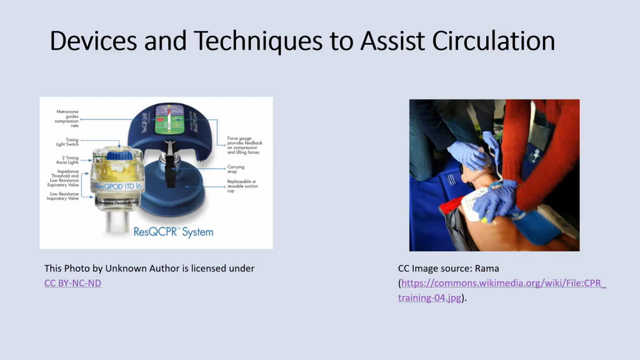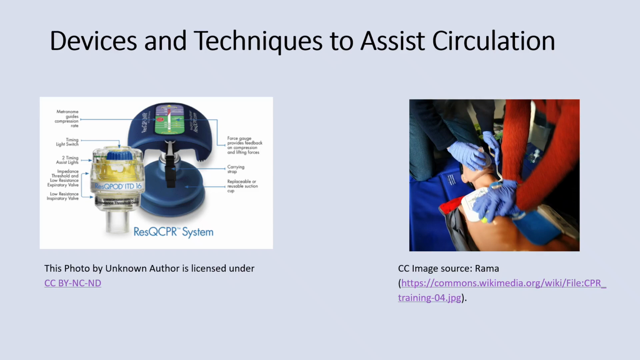Your agency may utilize active compression-decompression CPR devices like the blue one on the left of your screen. This device works by compressing the chest and then actively pulling it back up to its neutral position. The use of this device may increase the amount of blood that returns to the heart.